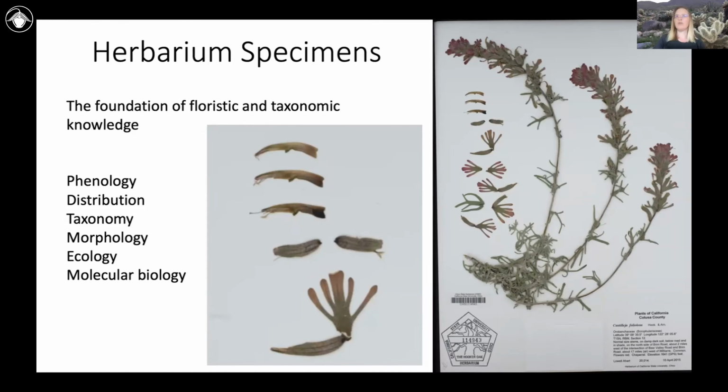So reading a flora, reading something like the Jepson Manual or the eFlora, all of the information that we know about phenology, so when things are in bloom, when they're in fruit, distribution, knowing where things occur on the landscape, is usually tied to a specimen collected in a very specific place. They're the basis for taxonomic study.